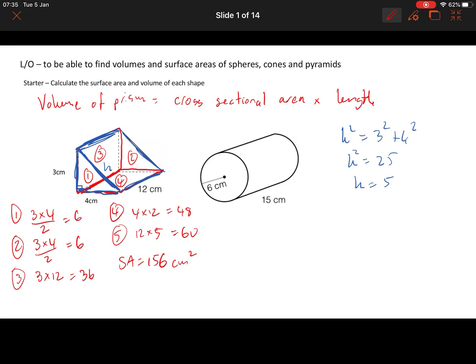Okay. Now for the cylinder, surface area is going to follow this formula here. Okay. I've got 2 circles. So that's 2 pi r squared.